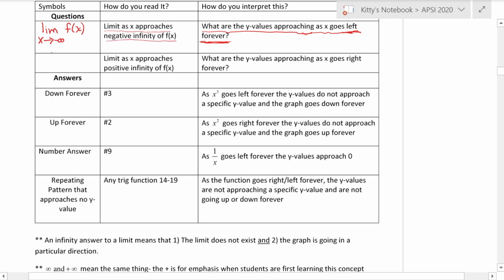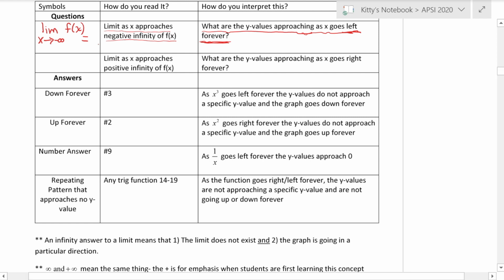And that symbol means the same thing as you did yesterday. It means what the y values are approaching as x goes left forever. So when you write your answer, you say equals, and then you tell me, does it stop at a particular value? Does it go up and down forever? You're going to answer those questions, okay? But that's how you write the question.